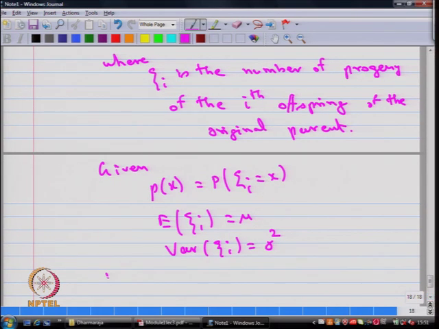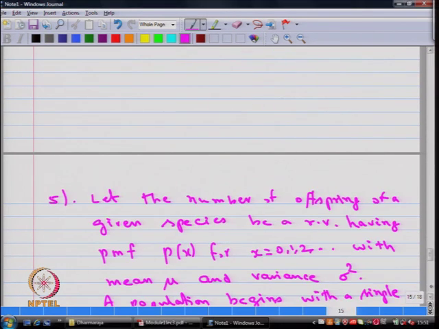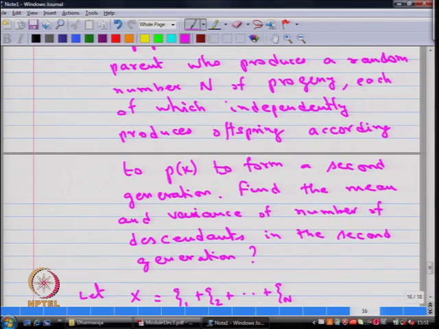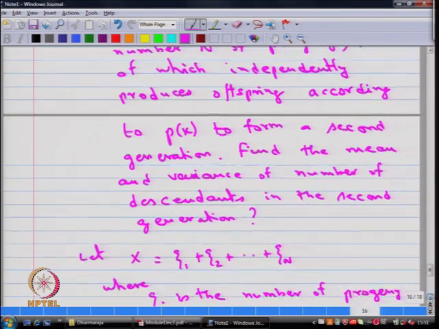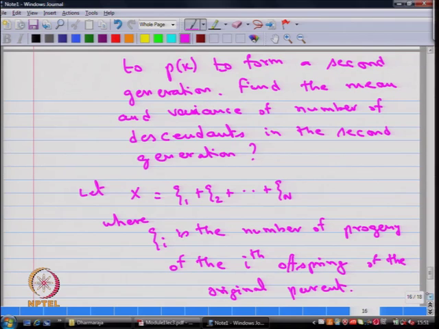Our interest is to find out what is the expectation of capital X, where capital X is psi 1 plus psi 2 plus and so on till psi suffix n. Here n is also a random variable, that is important.